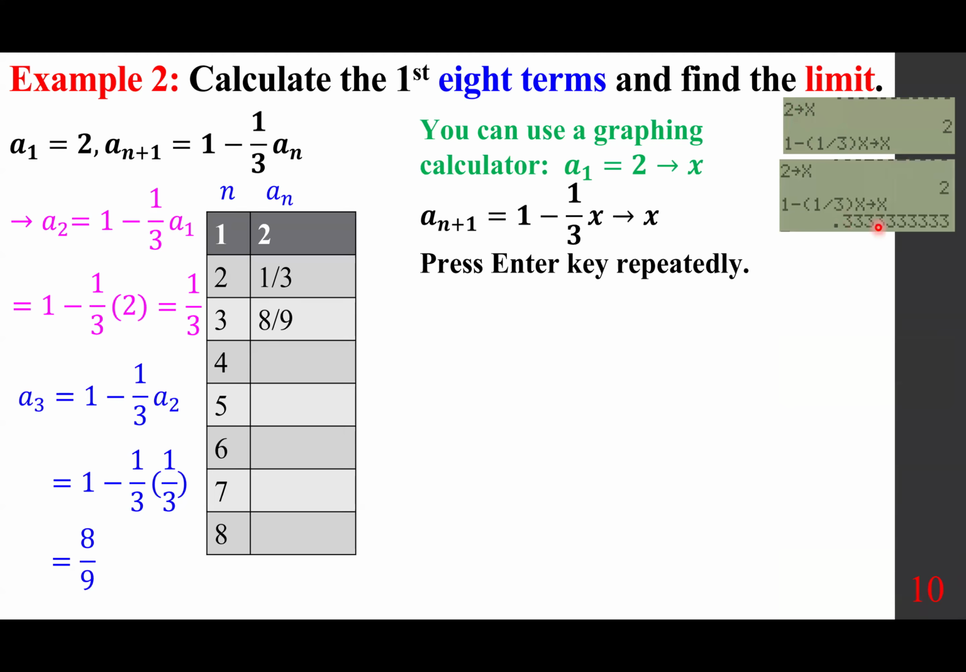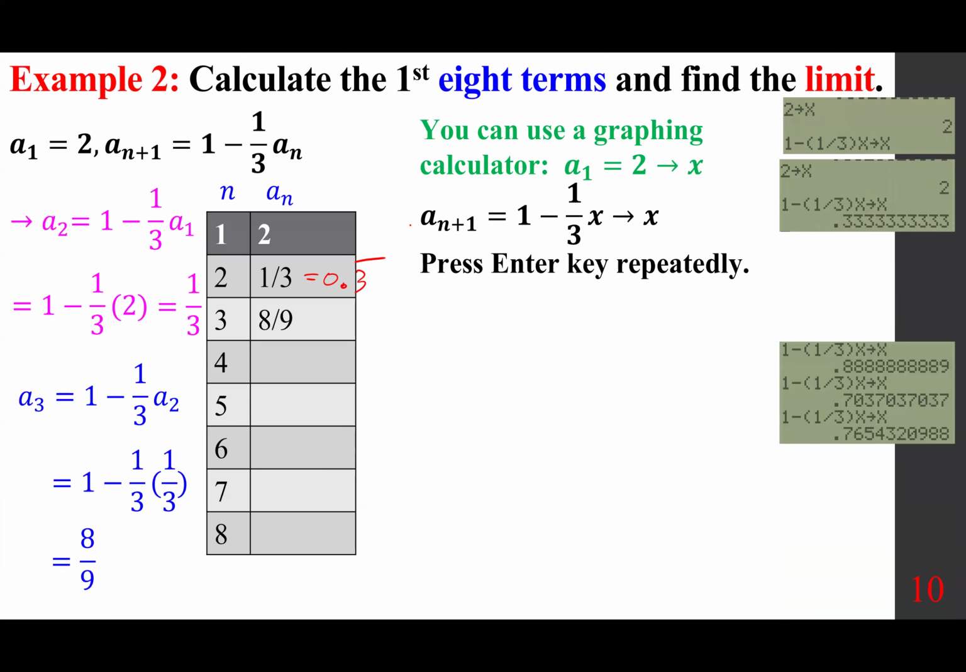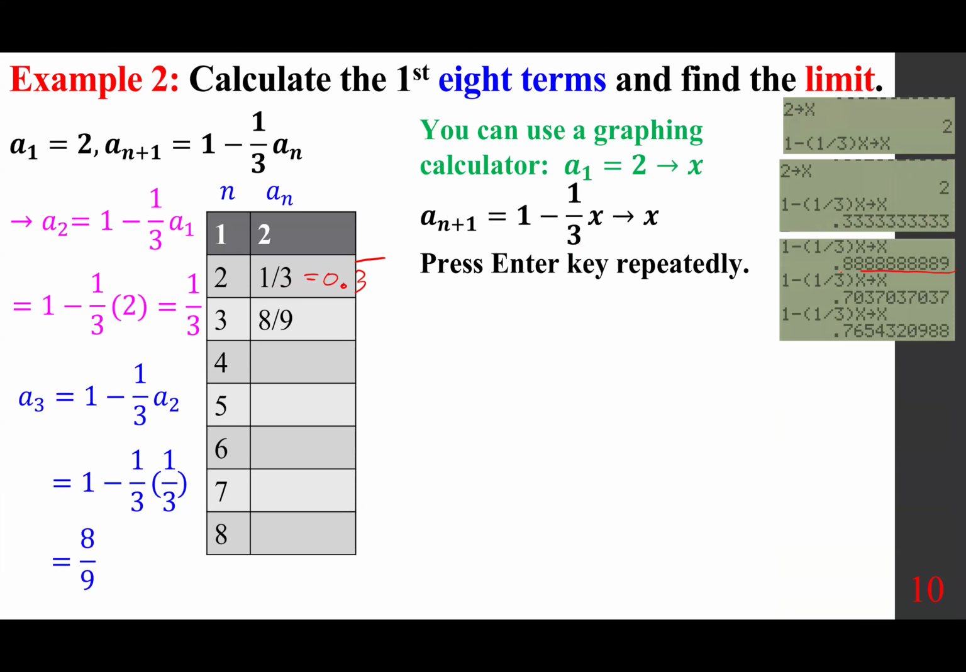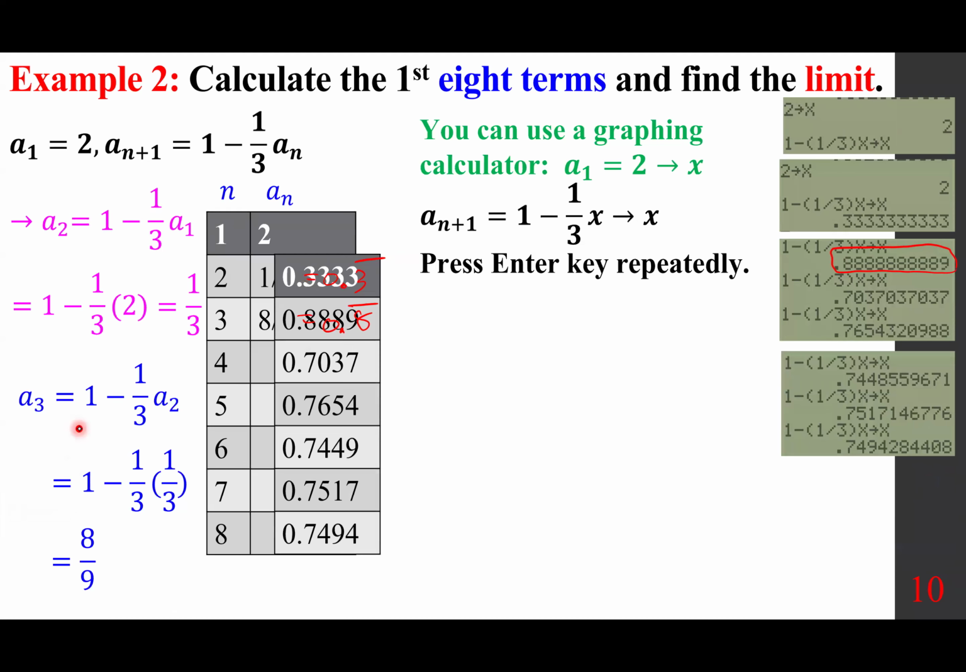And you press enter, gives you 0.3. I hope you know that 1/3 is 0.3 bar, okay? And then you do it repeatedly. This is the same as this one, 0.8 bar. And then the rest of them. And when you do that, you can fill up this table. Just what I wanted to show you, this 0.3 bar. This is 0.8 bar.